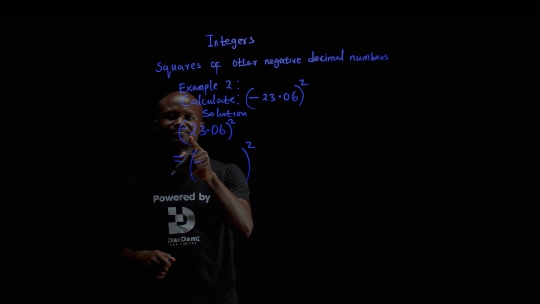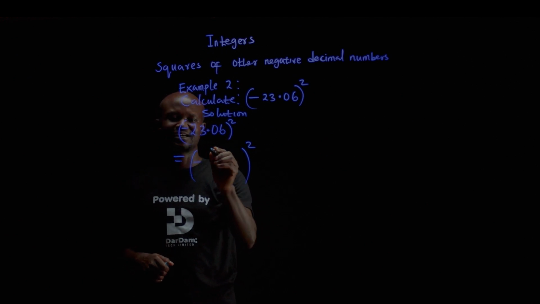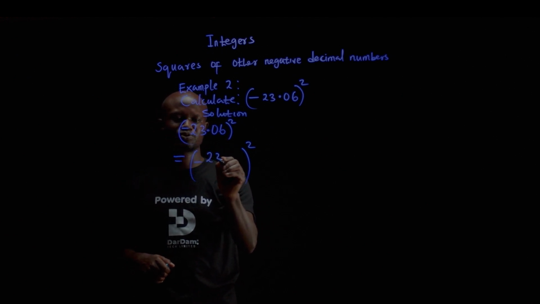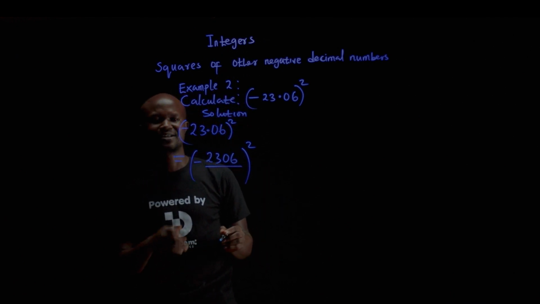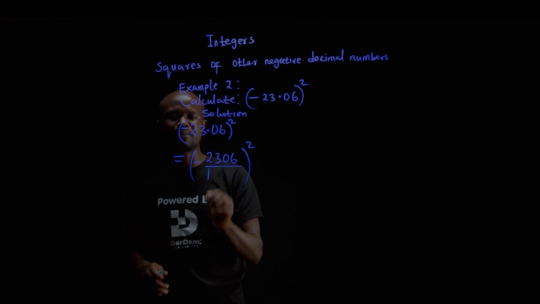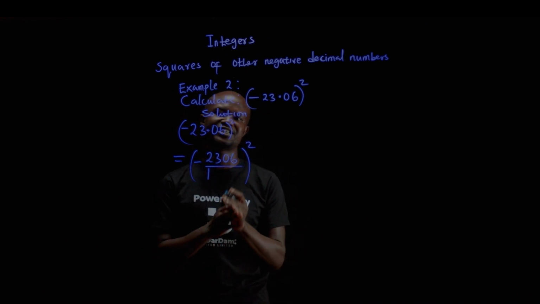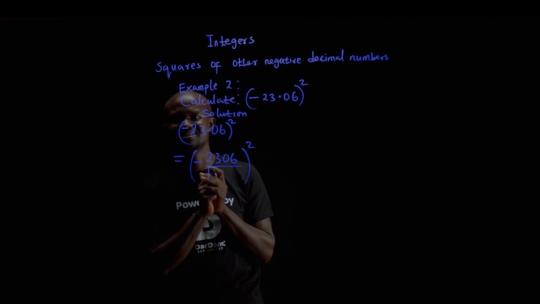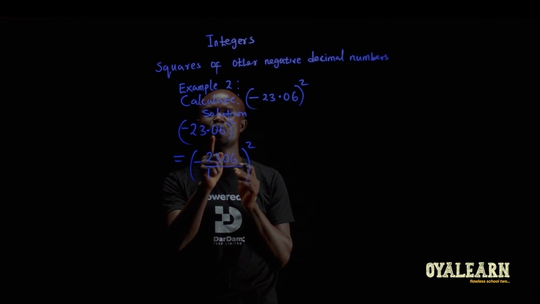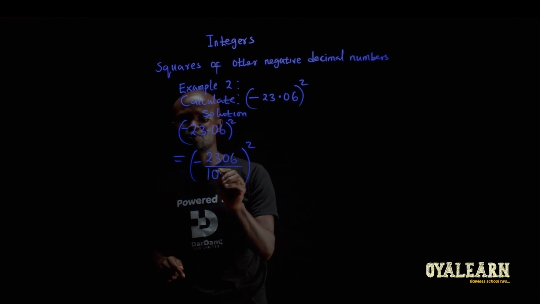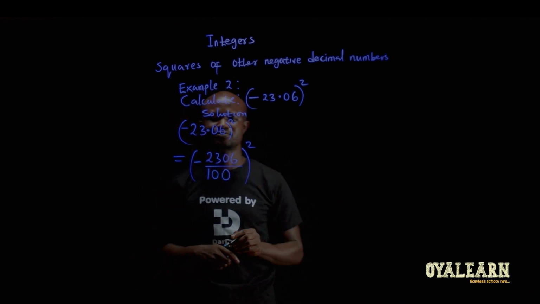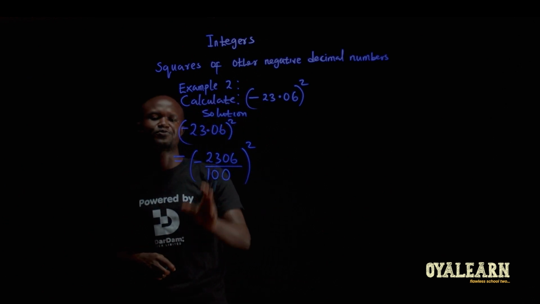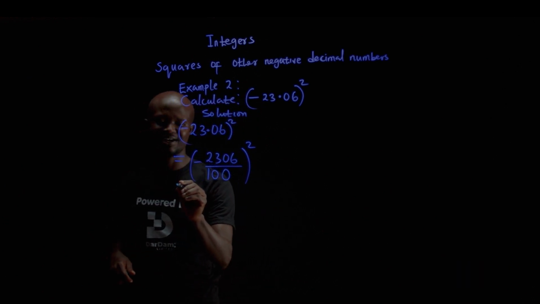From the left to the right, what do we have altogether without the decimal point? 2306. Divided by what? For you to know how many zeros there will be at the denominator, after the decimal point, how many numbers are we having? 1, 2. It means we are going to have 2 zeros. Now we want to find the square of this. We now write this as what?